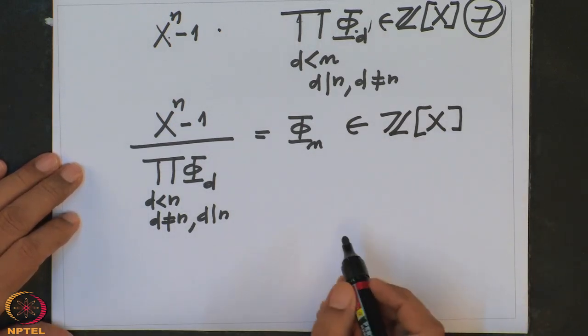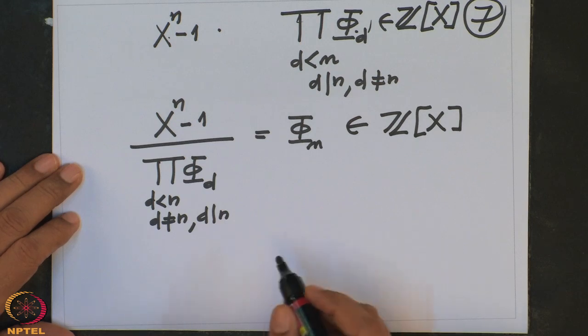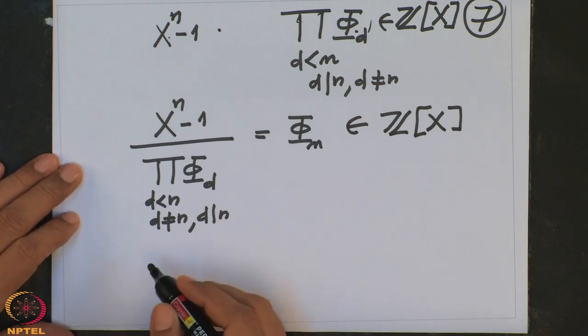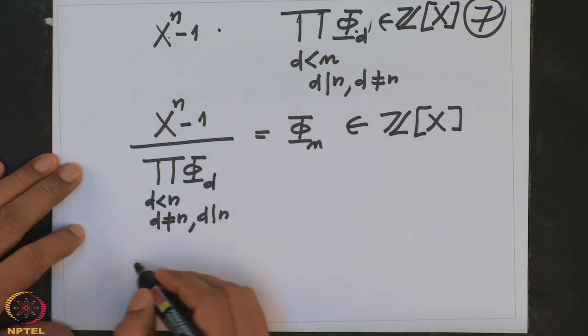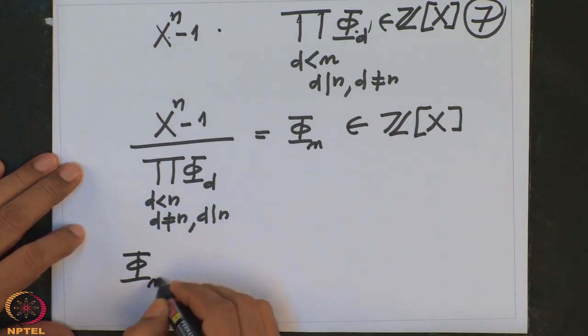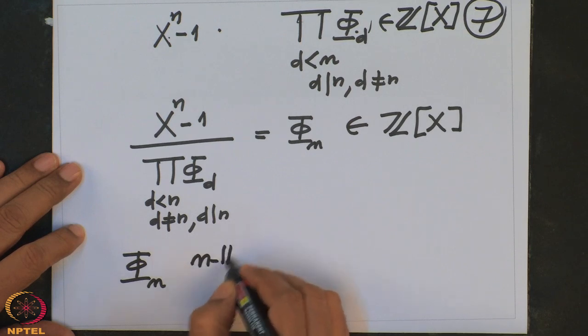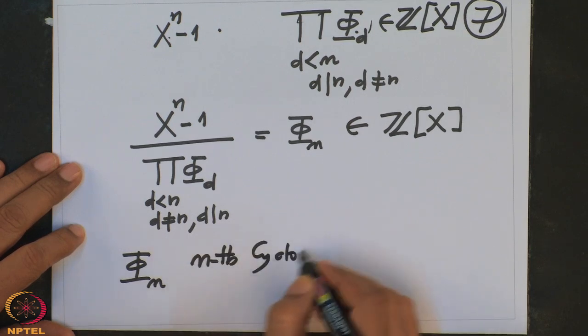So therefore we know that all these polynomials phi n have integer coefficients. This polynomial phi n is called the nth cyclotomic polynomial.